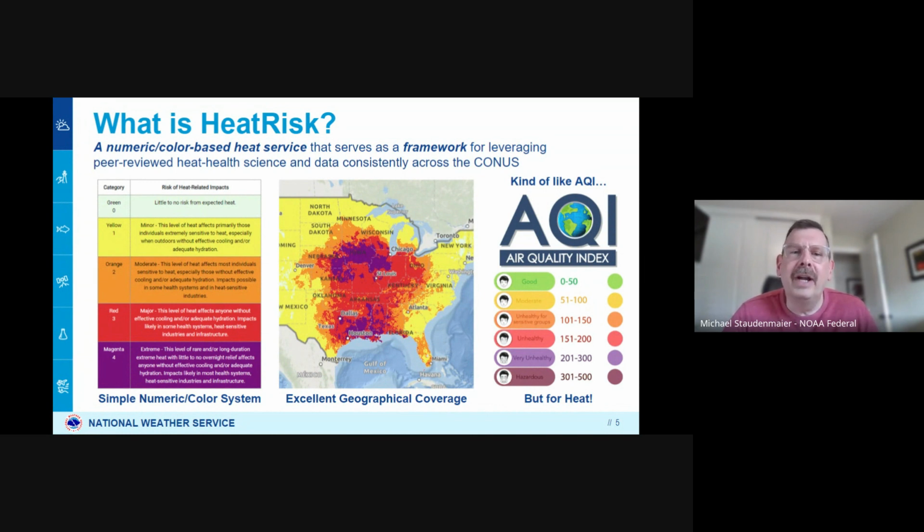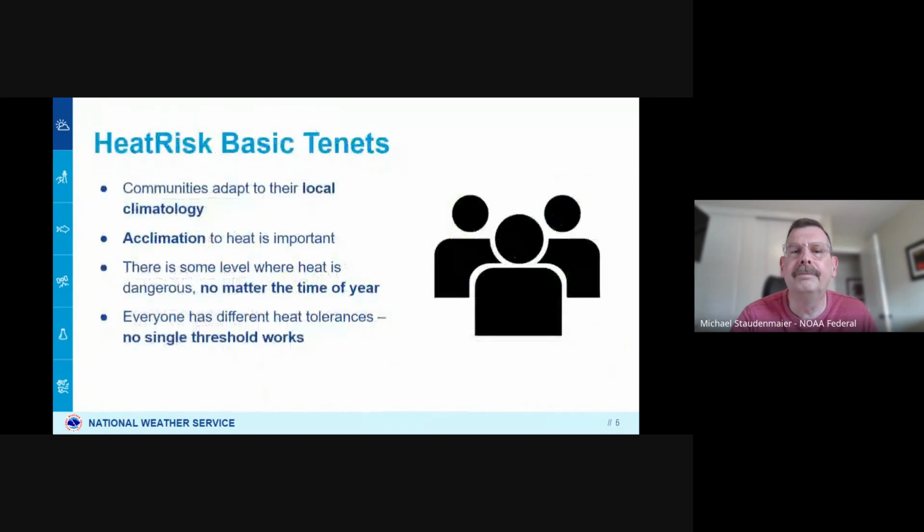I want to reiterate that HeatRisk itself is a framework. So if the underlying science needs to be tweaked a little bit or modified down the road, without compromising the simple color and numeric messaging approach, we can do that.